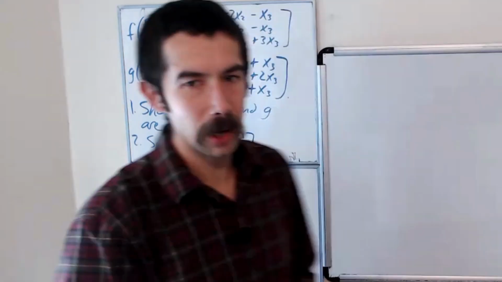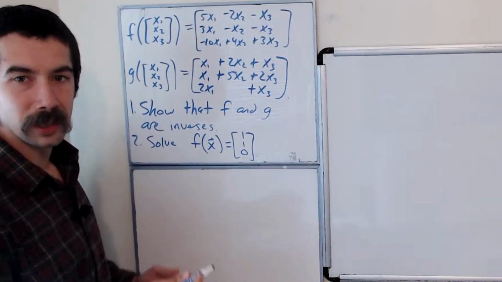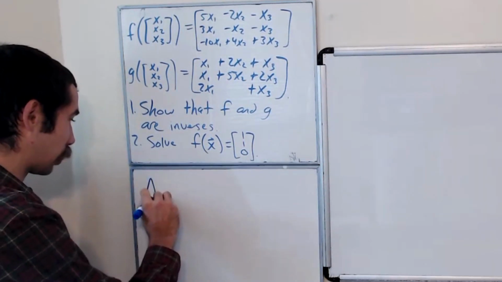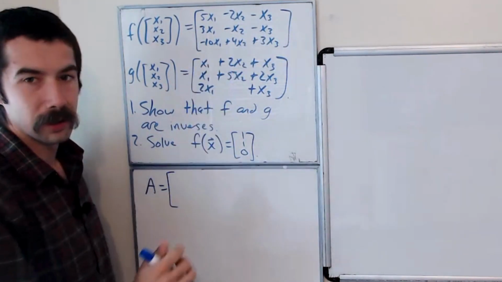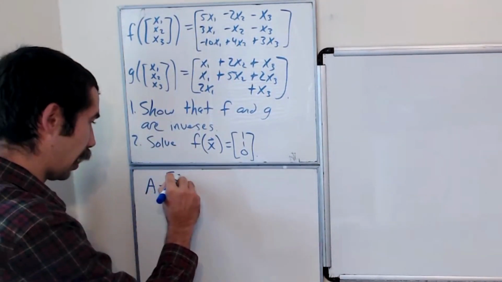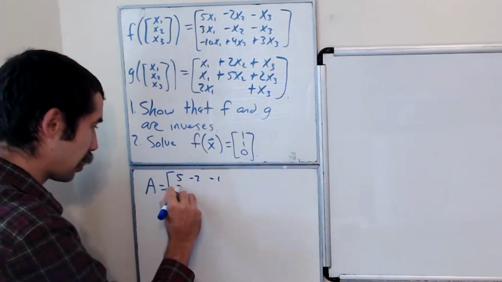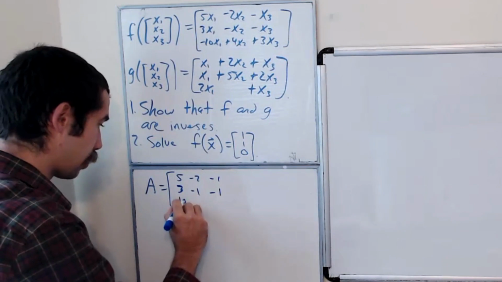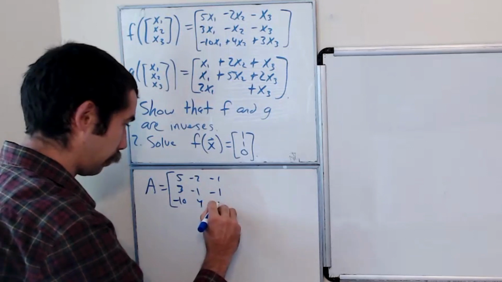Okay, so this isn't going to be too bad. Instead of treating f and g as functions, let's find the matrices for their transformations. So we'll let A be the matrix for f. And the way you get A is you just read off the coefficients from this vector here. So 5, -2, -1, 3, -1, -1, and -10, +4, and +3.